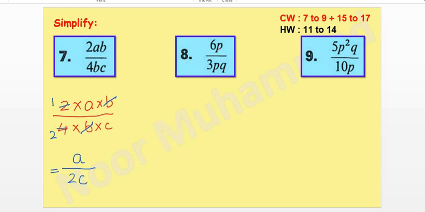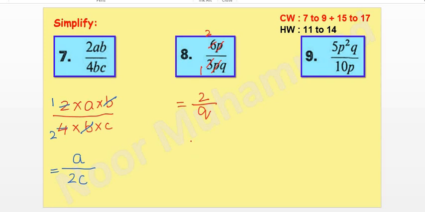Look at this. This p in the numerator and p in the denominator, they can cancel each other. And 3 and 6, they can be simplified, both of them can be divided by 3. So 3 times 1 is 3 and 3 times 2 is 6. So finally our answer will be 2 only left in the numerator and q is left in the denominator.